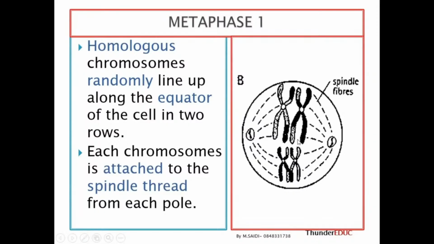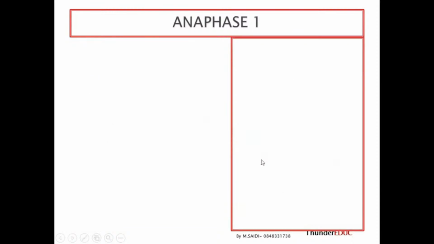And then they come here randomly. Remember, we have 23 pairs, but we're just showing you 2 pairs. So another one can be here, this one can be on top. This set can be on top, this one can be down. Or this chromosome can be on this side, this one on this side. That's what we call random. So when they separate, we're going to form different cells. Each chromosome is attached to the spindle fiber or spindle thread from each pole. That's what we are trying to show you, that these threads are attaching the chromosomes from each pole.